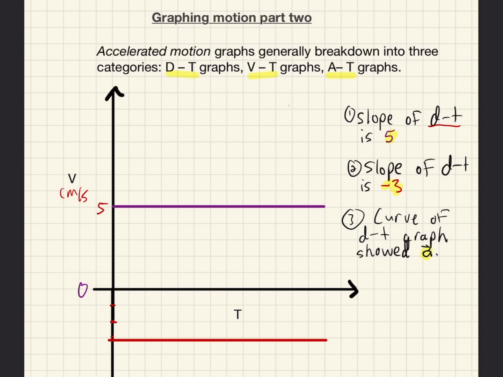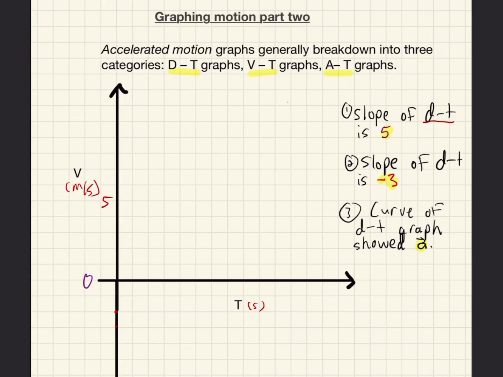Let's say the previous DT graph had a smile, which would indicate acceleration. Well, if it's a smile, then that's positive acceleration. On a VT graph, that would translate to be a line that slopes upwards, much like this. And I'll highlight this here so that we can see it a little bit better. So this would be a positive acceleration.